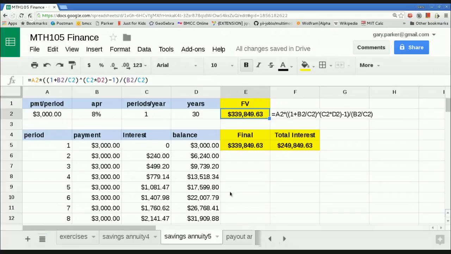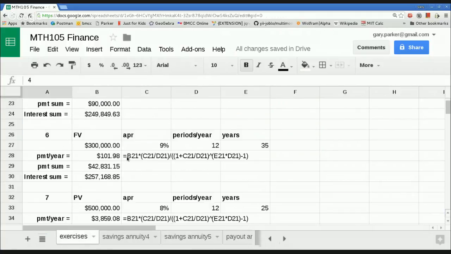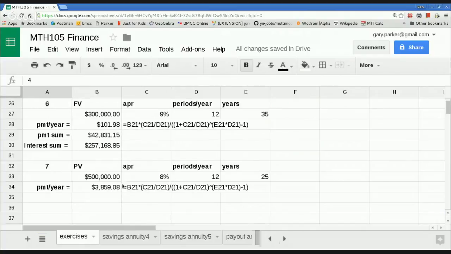Pretty cool stuff. All right, let's take a look at one more, and that'll be enough for today. The last one here is where I've been saving money for a long time, and I have $500,000 in an account.